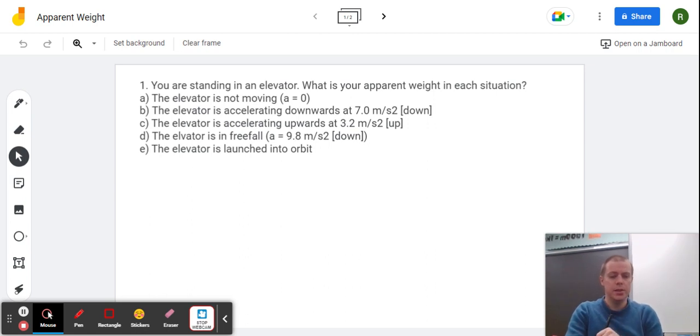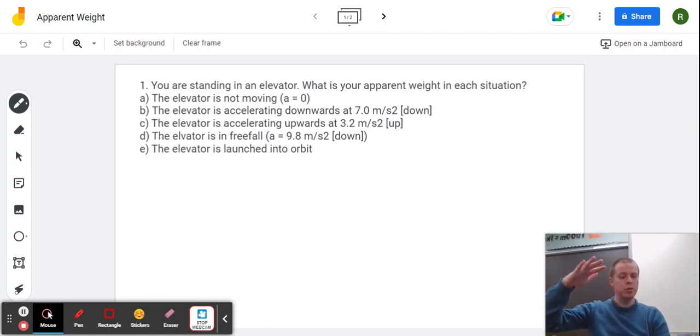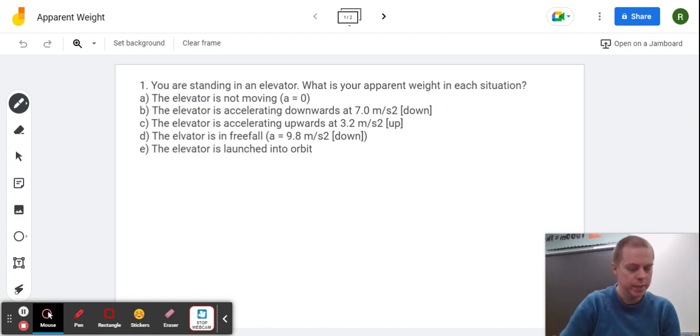All right, hello everybody. As I mentioned, I'm going to go through a couple of practice problems dealing with apparent weight. Apparent weight is when you feel heavier or lighter because you are accelerating. The common example is an elevator, when it accelerates upward or downward, when the elevator just starts moving up or down. You feel either heavier or lighter, and that's your apparent weight.